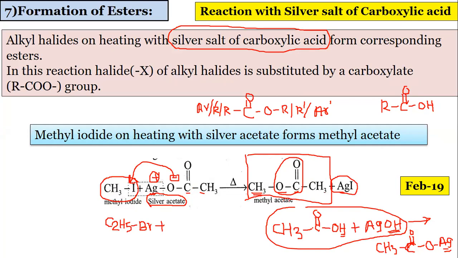And what will be the IUPAC name? This will be methyl ethanoate, because there are 2 carbons. When 3 carbons are there, it will be propanoate. When 4 carbons are there, it will be butanoate. And as the number of carbons increases, the name will change.